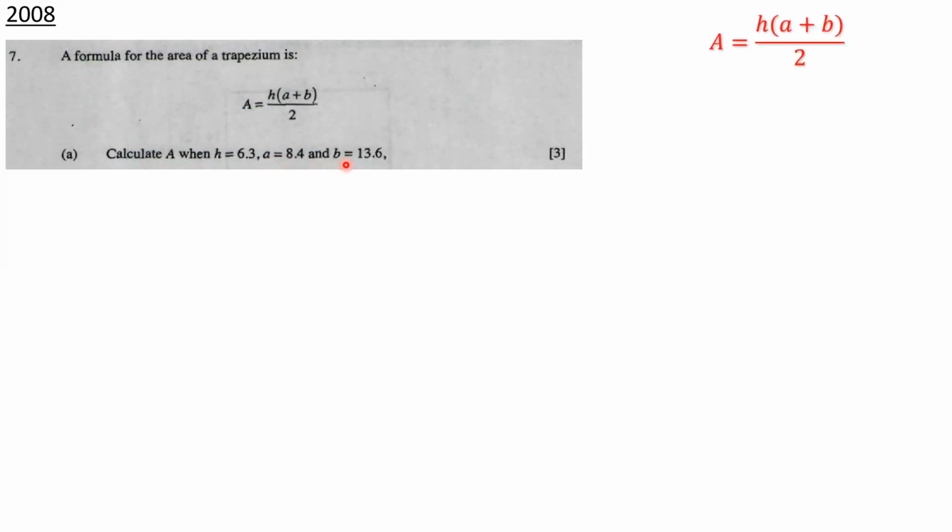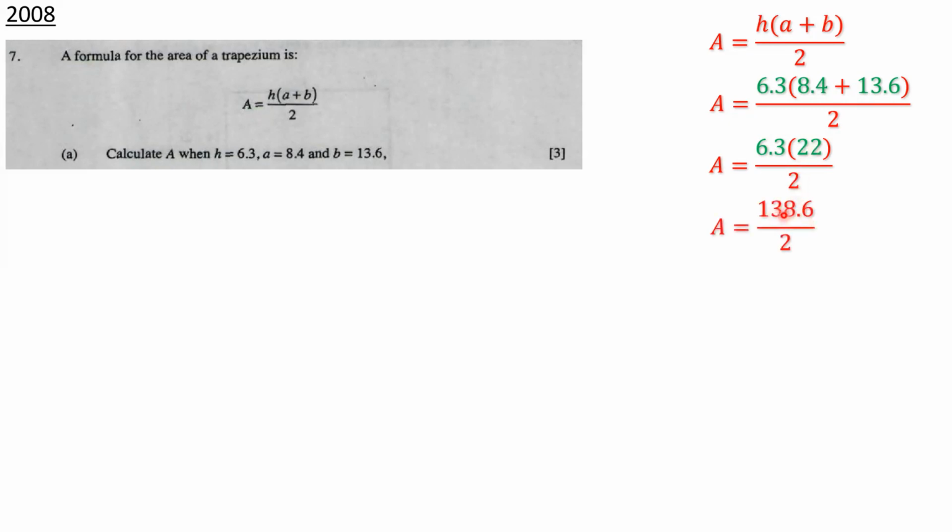So the idea here is that wherever we see H, we're going to put 6.3. Wherever we see a, we're going to put 8.4. And wherever we see b, we're going to put 13.6. First thing we're going to do is add 8.4 plus 13.6, which is definitely 22. And then let's multiply 6.3 times 22. 6.3 times 22 is 138.6. And we divide all of that by 2. So 138.6 divided by 2 is going to be 69.3. So A is equal to 69.3.